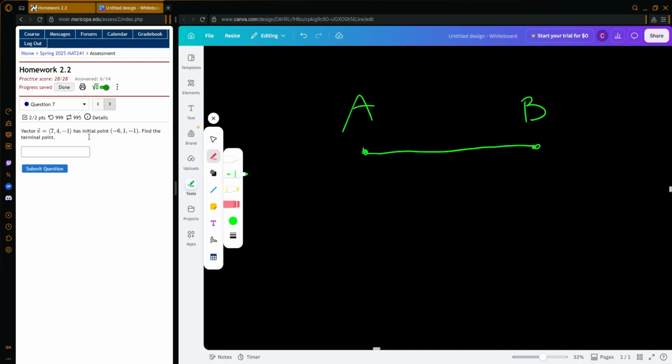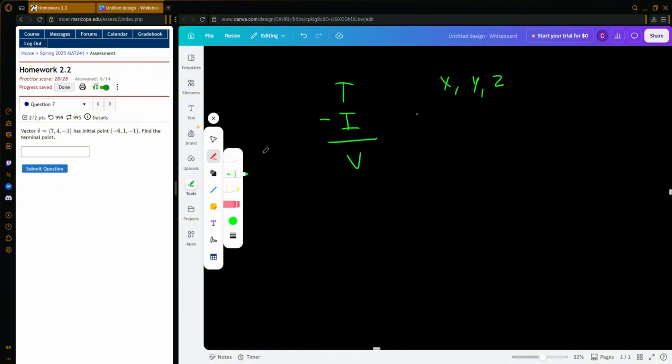Okay, we have a vector v, and it has an initial point this. Find the terminal point. Okay, so we've got to do just a little bit of algebra. So it has this initial point, and it's always terminal minus initial gives you your vector. So the terminal point we don't know. We'll call it x, y, z. We're going to subtract the initial point, which is negative 6, 1, negative 1, and then that spits out our vector 7, 4, negative 1.